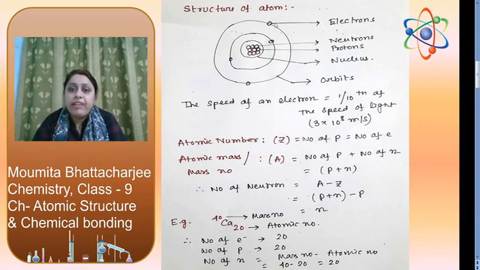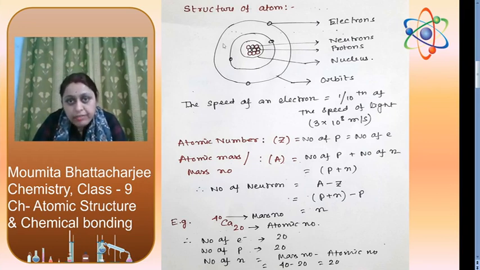Next, structure of atom. I have drawn the structure of an atom. This is quite similar to the solar system. What happens in the solar system? Sun is the middle part, and all the planets are revolving around the sun. Like this. In case of atom also, this is the central part. The central part is known as nucleus, and these are the orbits or shells. These are the parts where the electrons are revolving with very high speed around this nucleus.